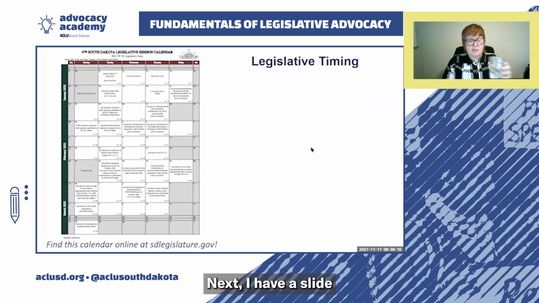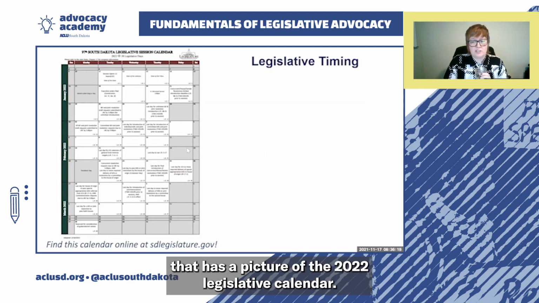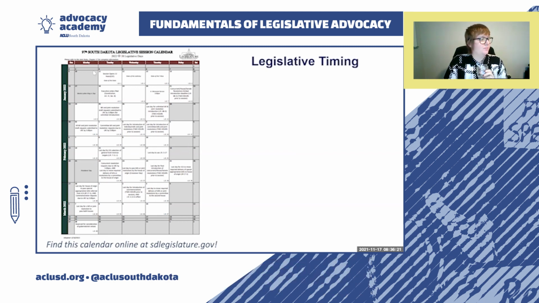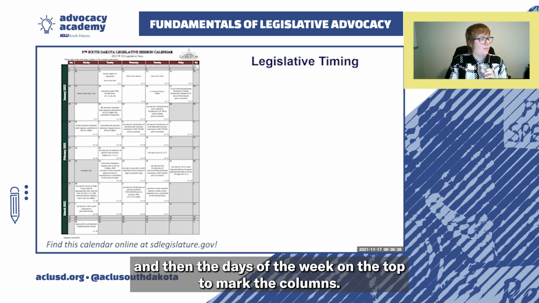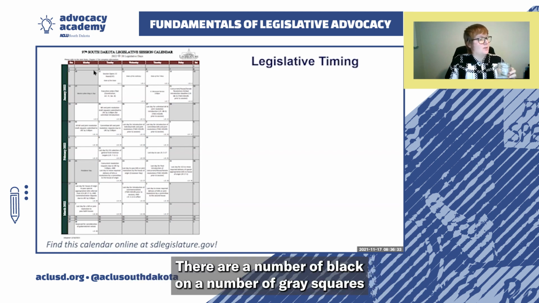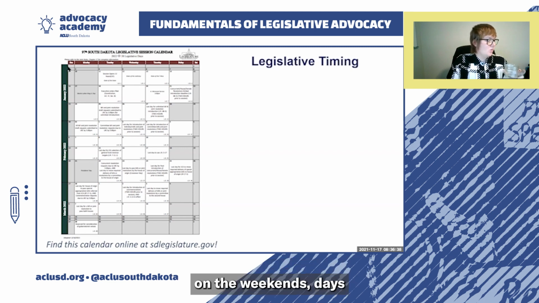Next, I have a slide that has a picture of the 2022 legislative calendar. It has the months January, February, and March on the left side, and then the days of the week on the top to mark the columns. There are a number of gray squares on the weekend days and on certain days on Mondays and Fridays during the weeks. And then 2 weeks in March are grayed out too.